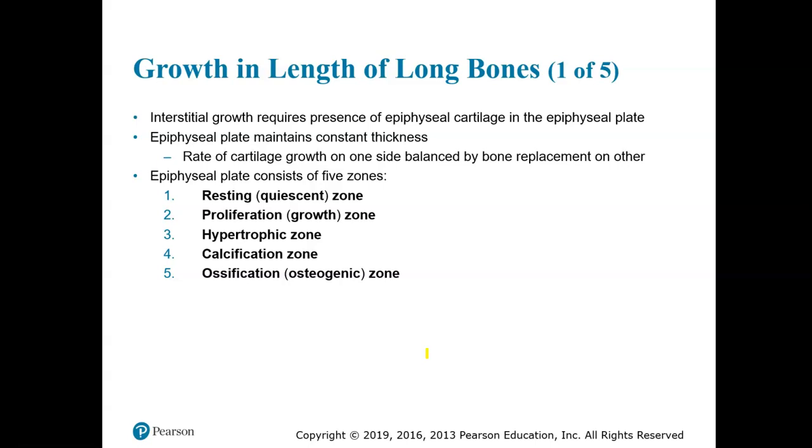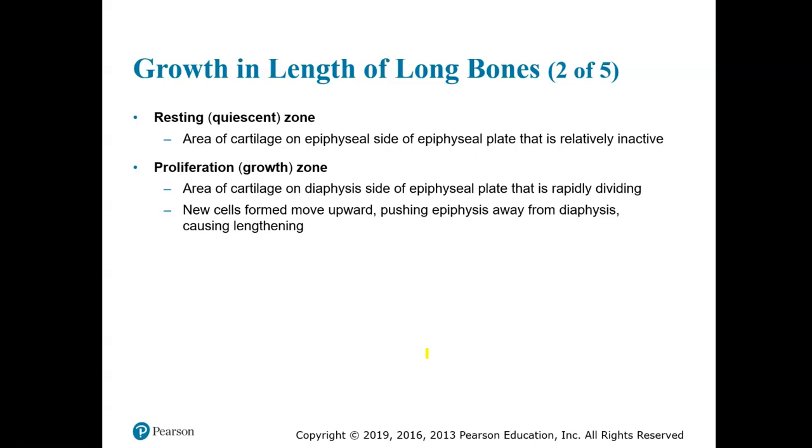Okay, there's a section here on the growth in length of long bones and what happens with the epiphyseal plate. The epiphyseal plate, or the epiphyseal cartilage, consists of 5 zones: the resting zone, the proliferation zone, the hypertrophic zone, calcification zone, and then the ossification zone.